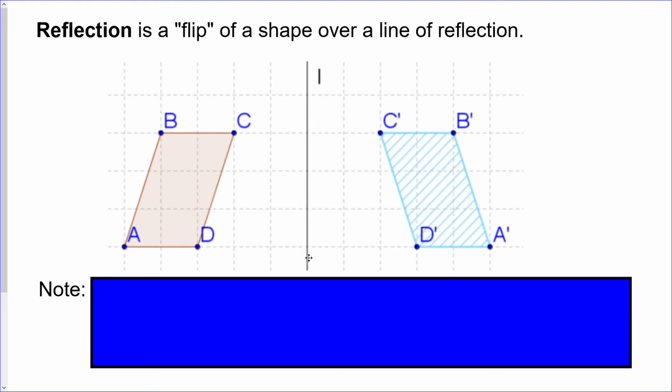Okay, so if this is the line of reflection right in the middle, point C is 2 to the left, point C prime is 2 to the right. Point B is 4 to the left, B prime is 4 to the right. Okay, so we're equal distance from the line of reflection.